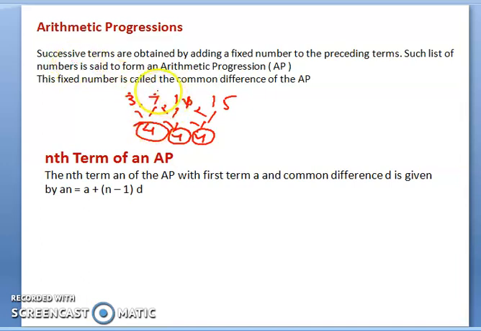Okay, and the fixed number is known as the common difference, which is denoted by D. D is known as the common difference, and the first term is always denoted by A. This is the first term.